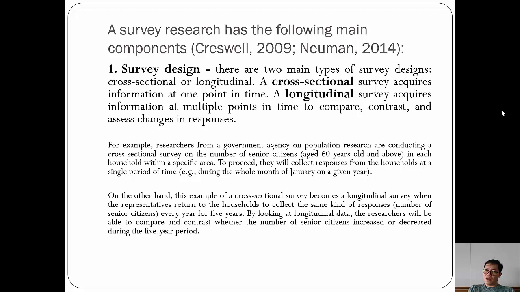For 1 year, did the senior citizens increase? Another year, did the senior citizens increase? Another year. Then after 5 years, they go to statistical analysis, another form of computation. So what is the average of the 60 years old and above over these particular years? From 1 year, how many, maybe 61, 60, 65, and so on and so forth. That is cross-sectional and longitudinal survey.